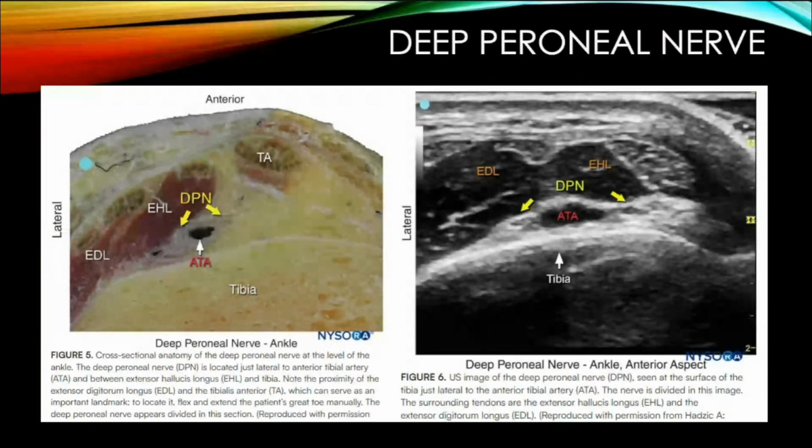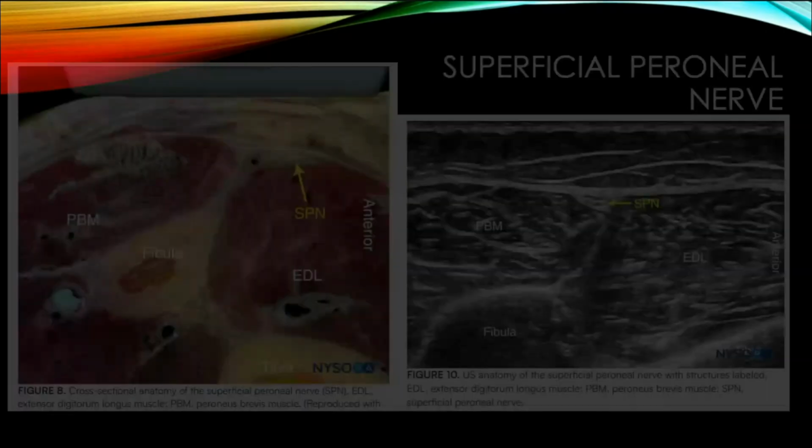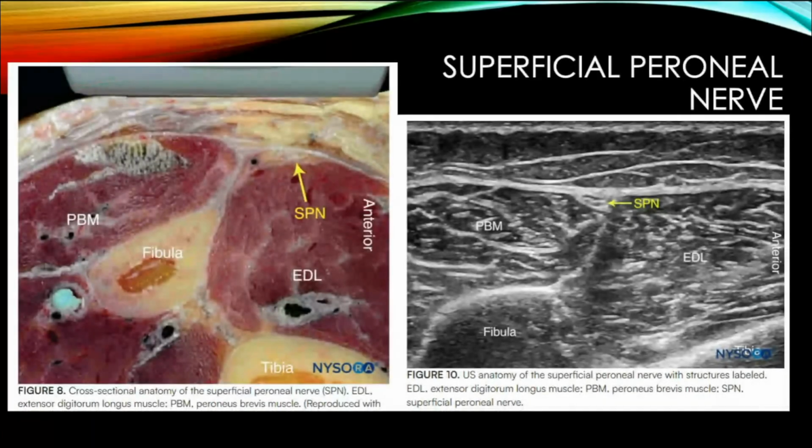Of course, just doing a ring block for the superficial peroneal is quite easy enough. But if you really want to do it under ultrasound, you can identify it by looking for the fibula. Even in this picture, you can tell on the dissection as well as the ultrasound image that the fibula tends to point towards where the superficial peroneal nerve would be.